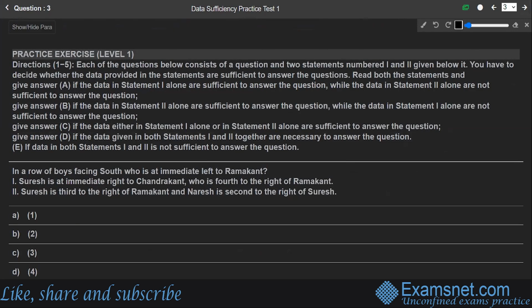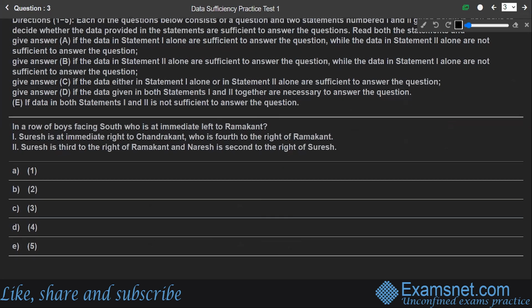Question number 3, same options are given. We are supposed to answer the question as it is provided. The question is, in a row of boys facing south, who is at immediate left of Ramakant? Okay, so let us check. In a row of boys facing south, there are people who are facing south. So let's make this row, and we are checking statement number 1.